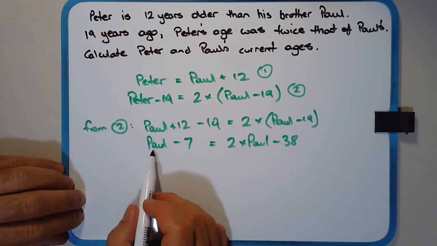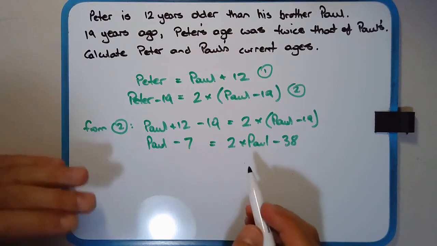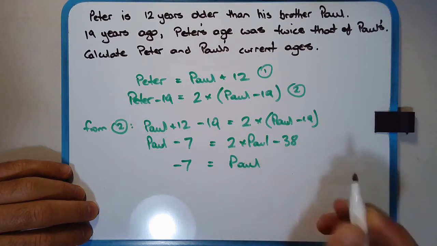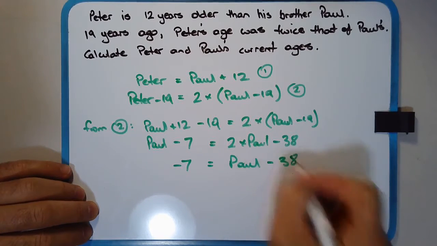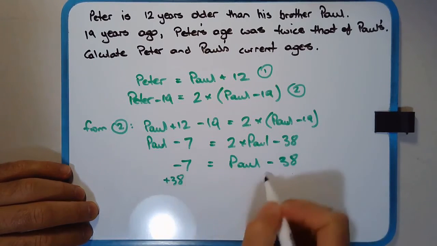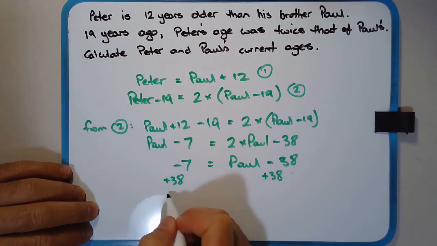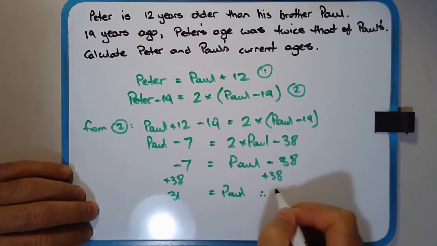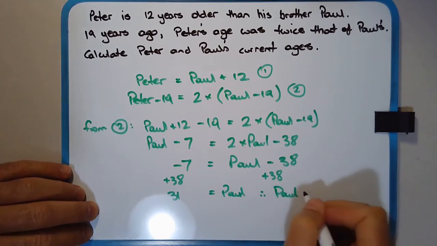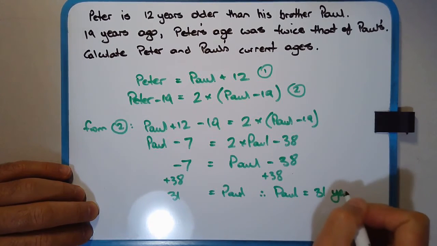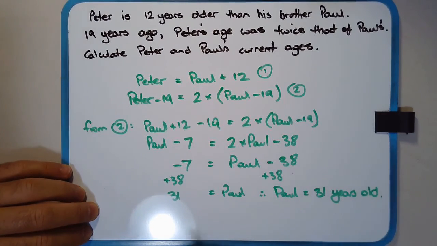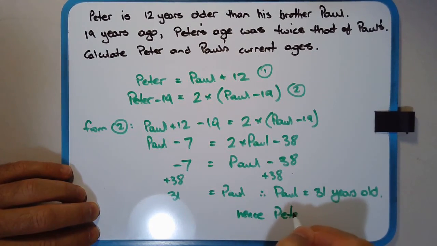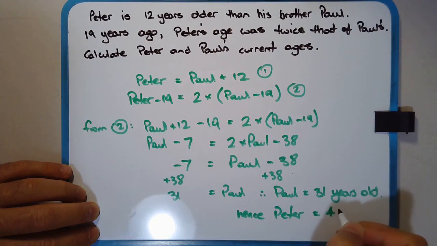So we've got Paul here, and we've got 2 times Paul here. So we can subtract one lot of Paul. So negative 7 is equal to Paul minus 38. And if we add 38 to both sides, we have 31 is equal to Paul, and therefore Paul is 31 years old. And hence Peter must be 43 years of age.